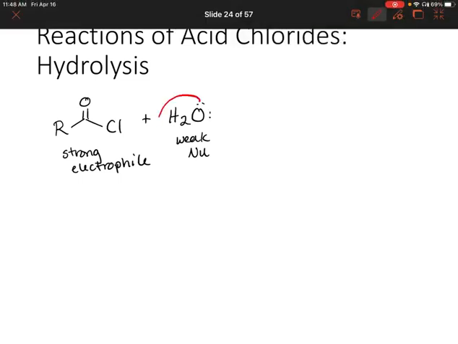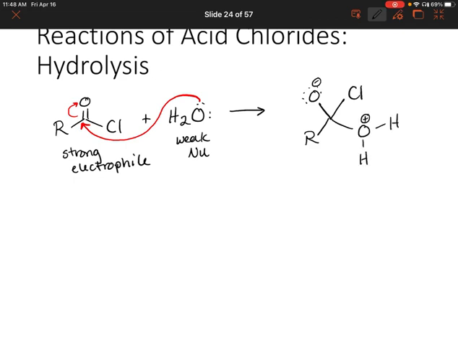So water is going to attack the carbonyl carbon, which moves electrons up to oxygen. We get our tetrahedral intermediate. We've got chlorine on there, our alkyl group, and now we have our water molecule attached. So now in this next step, the oxygen that is negatively charged will donate or move its electrons down to create a double bond again, and that's going to kick out chlorine.